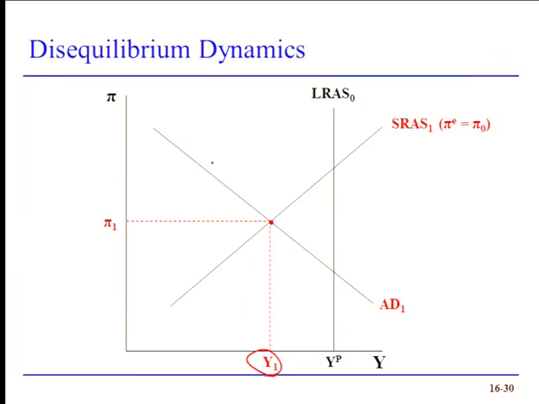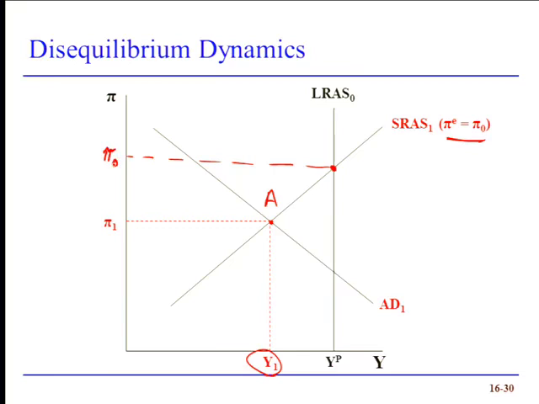Where economic output is below potential output. Now again, the very first thing that we want to do is to figure out where inflation was so that the short-run aggregate supply curve is in long-run equilibrium. And what we can see is that to have been in long-run equilibrium, expected inflation needs to be equal to pi naught. Above pi 1, where the short-run aggregate supply curve intersects the long-run aggregate supply curve.